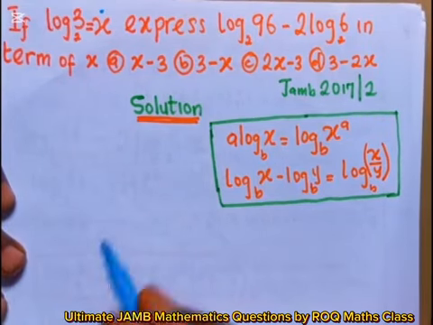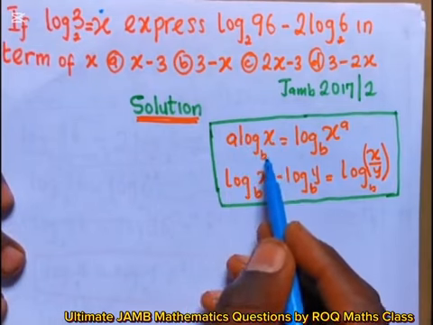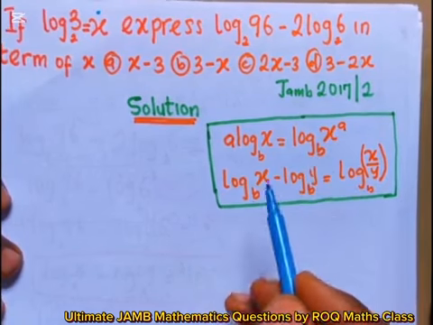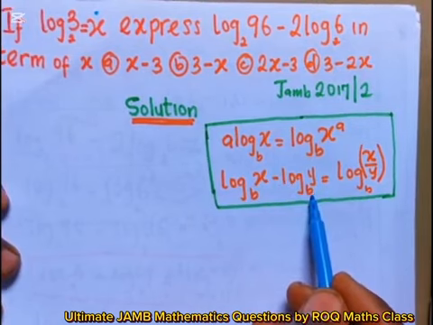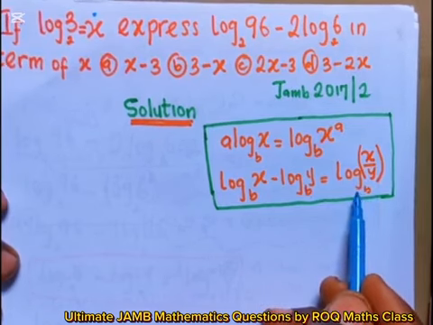Now, solution. Before you can find the solution, recall that log x^a base b is the same thing as a log x base b. And also, whenever you have the log of x base b minus the log of y base b, it is the same thing as the log of x over y base b.